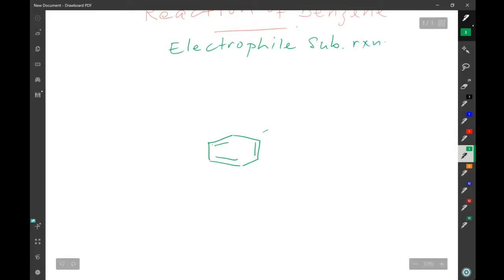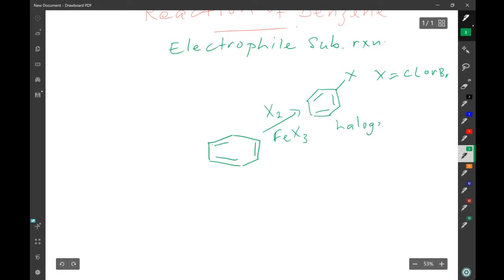The first type of electrophilic reaction I expect you to know is halogenation, where the benzene reacts with the halogen in the presence of a Lewis acid catalyst to produce your halogenated benzene. In this case, your X could be chlorine or bromine. This reaction is called halogenation. The electrophile is a halogen.